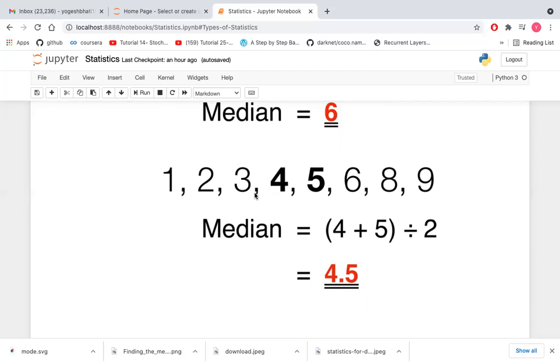What is the use of median? Median is used to find out the middle value of the data. It's a central tendency to get the middle value of that data. In some cases, mean, median, and mode can be the same.